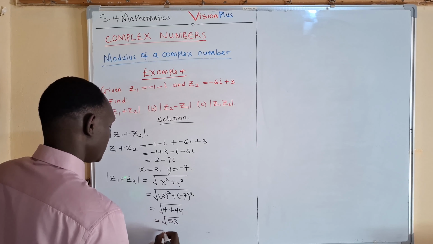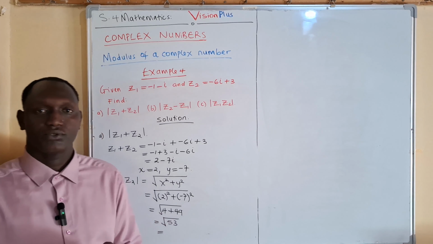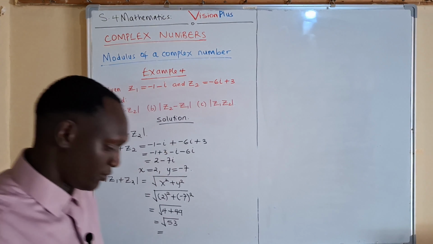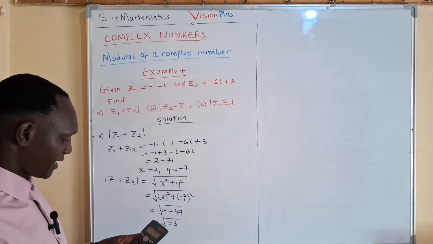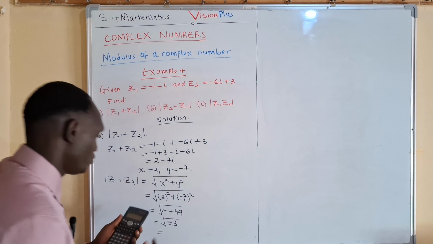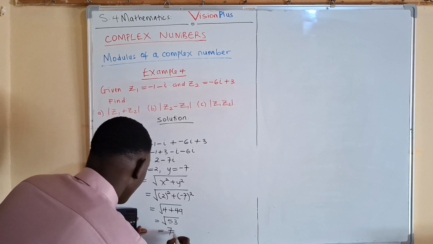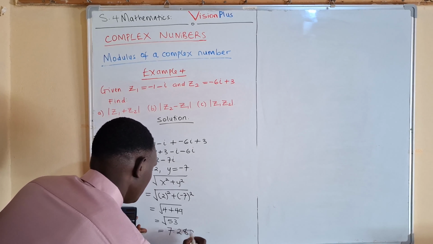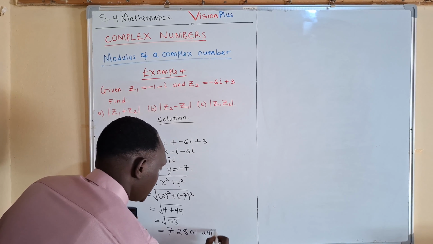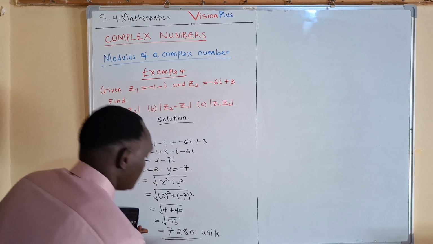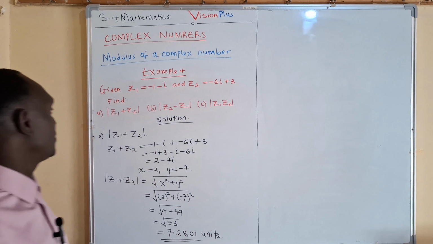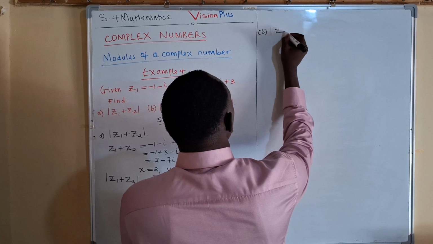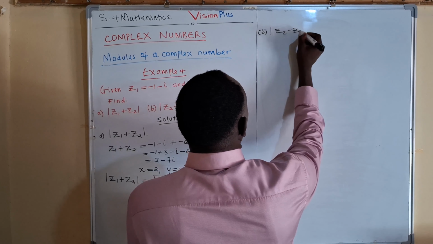And then you press the calculator. What is the square root of 53? It's around 7 point something, 7.2. Square root of 53 is 7.2801 units. So this is the magnitude of Z1 plus Z2. Going to the second part, which is part B, which is asking for the magnitude of Z2 minus Z1.